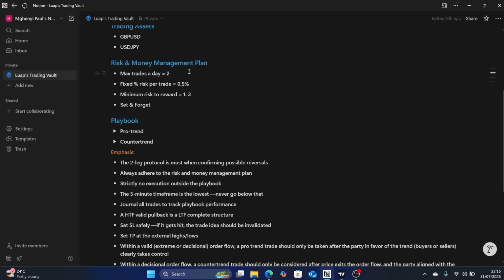So do anything that will keep your psychology intact, and make sure your risk and money management plan is intact. Create something like this. It's very, very crucial. Journal each trade you take, and ensure that you lower the number of trades you take. Like I said, the number of trades you take is not directly proportional to the outcome after a certain period of time. You can have fewer trades and a good P&L. You can have more trades and a bad P&L. So take a look at that.